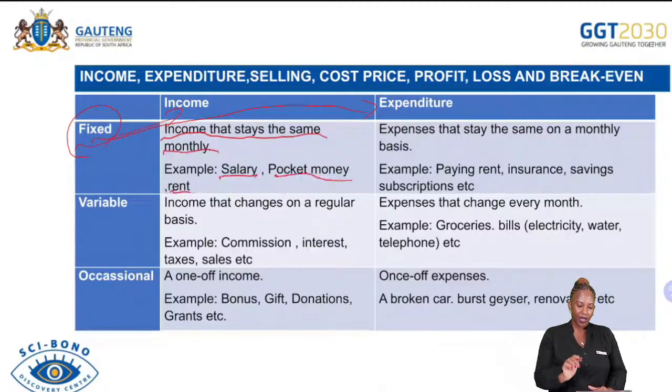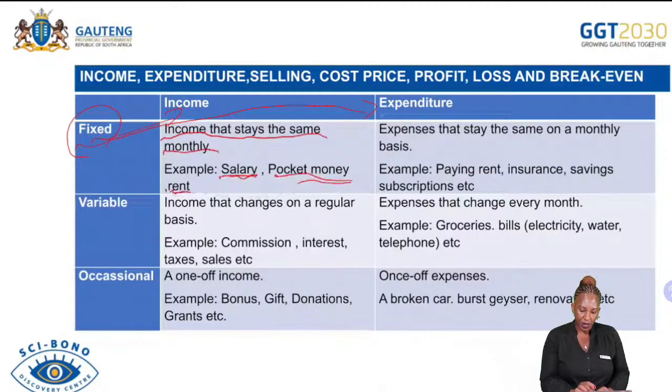A rent can become an expenditure, and can also become an income. What do I mean with it? Remember, now look at this. Before I can even explain to you, look at this one. We said fixed income. Examples are salaries, pocket money, and a rent. And the income stays the same on a monthly basis.